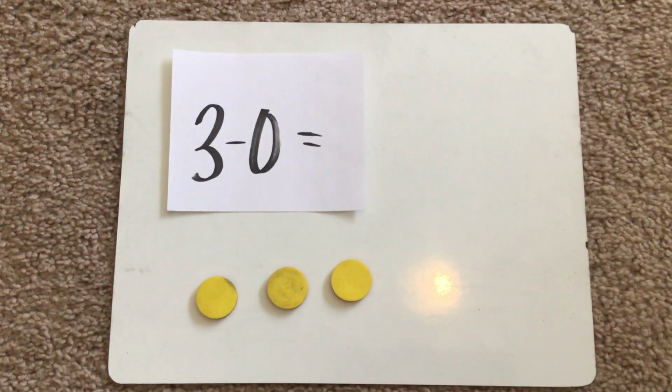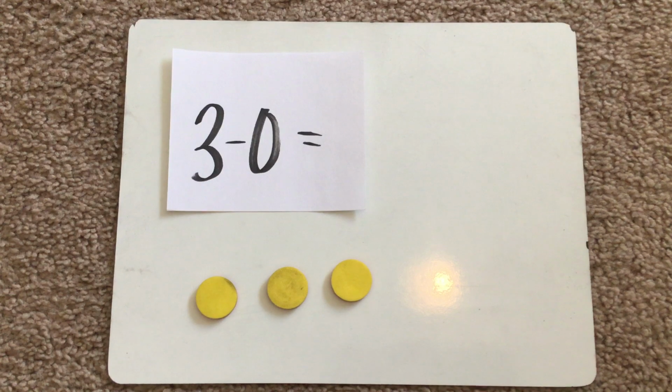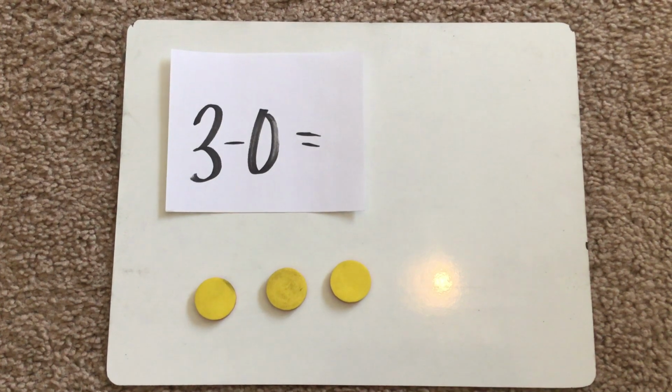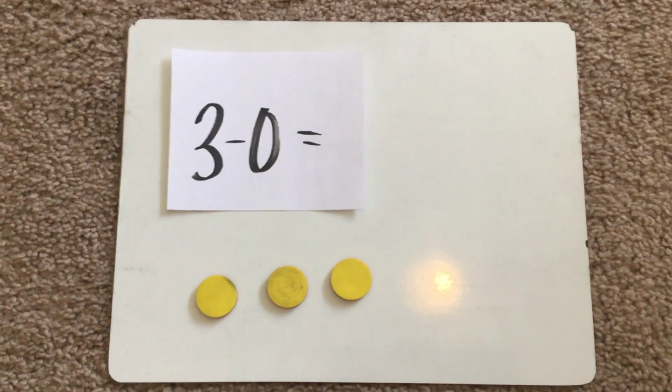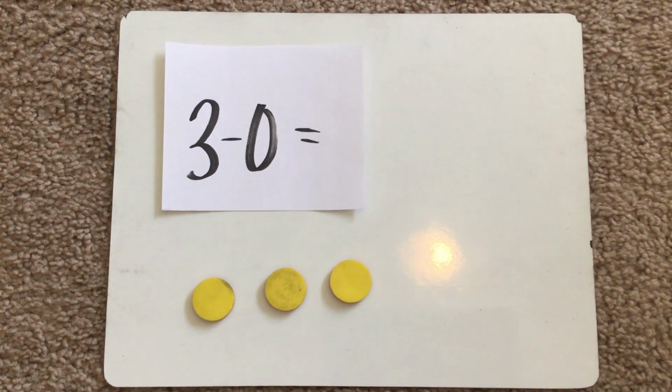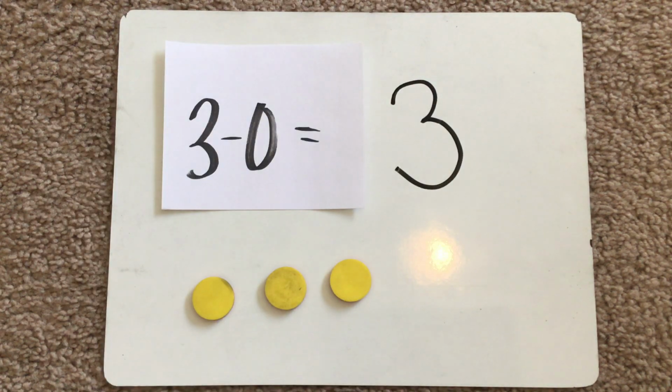How many am I going to take away? I'm going to take away 0. That means I'm going to take nothing away. I'm not going to change it at all. So if I take nothing away from there, how many are left? That means that there are 3 left. So 3 minus 0 equals 3.